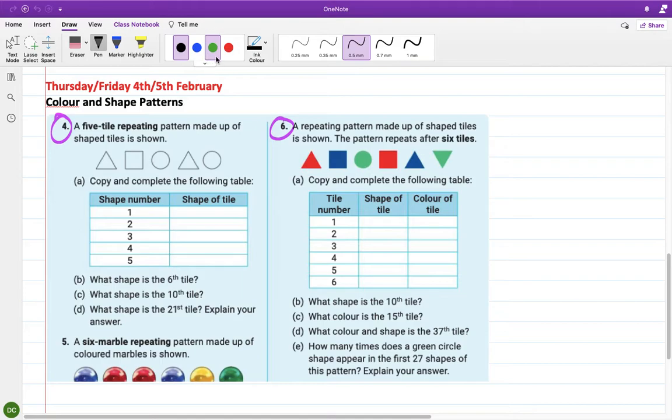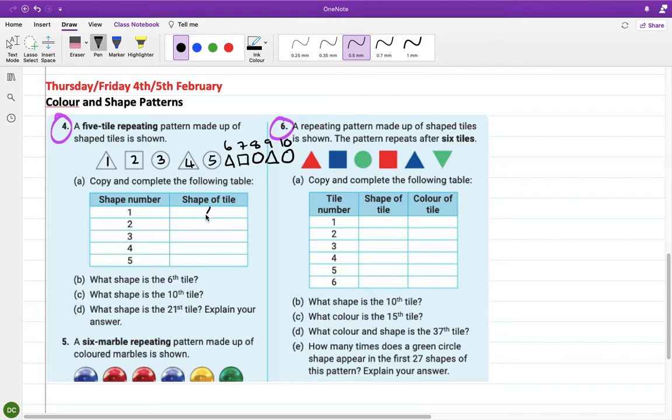Okay, so the first question. A 5-tile repeating pattern made up of shaped tiles is shown. So it goes triangle, square, circle, triangle, circle, and then it's going to go again, triangle, square, circle, triangle, circle. So that's 6, 7, 8, 9, 10, and then it will go again. Yeah? Okay, so copy and complete the following table.